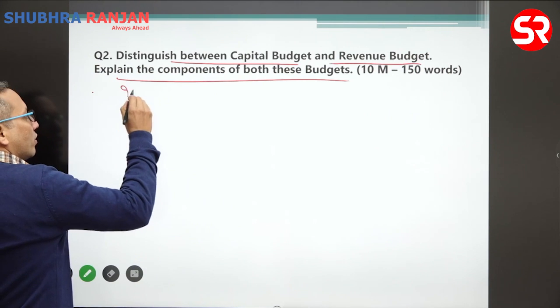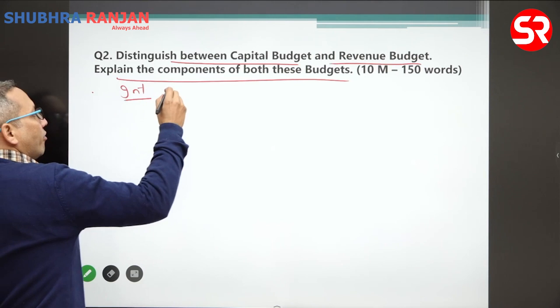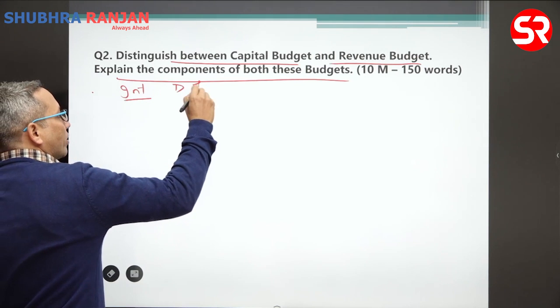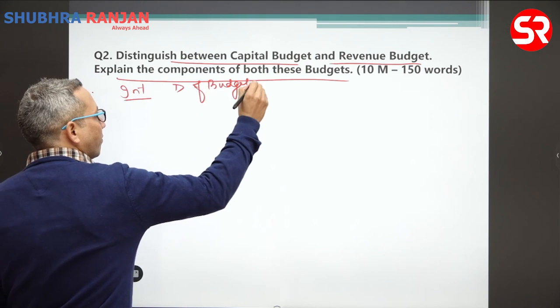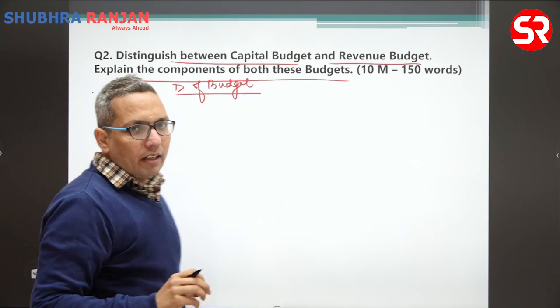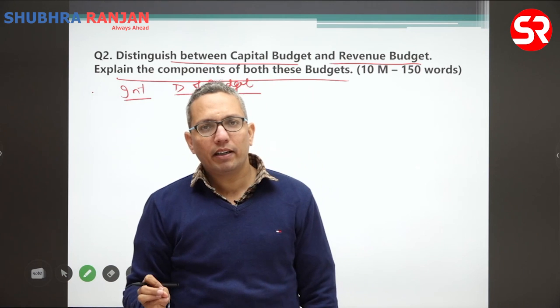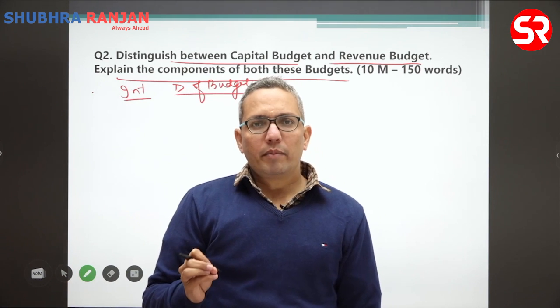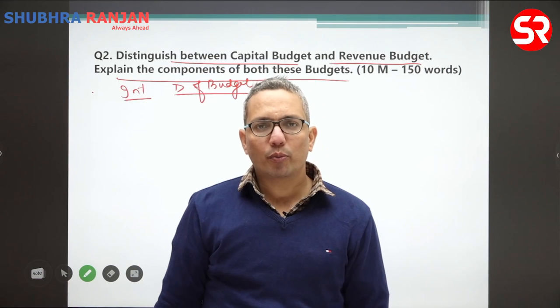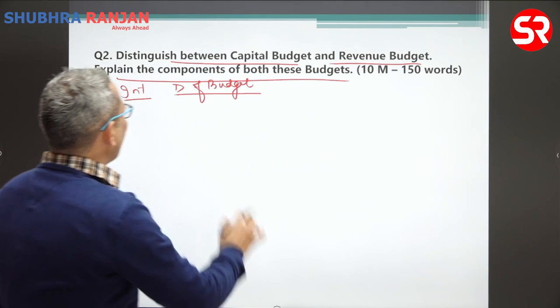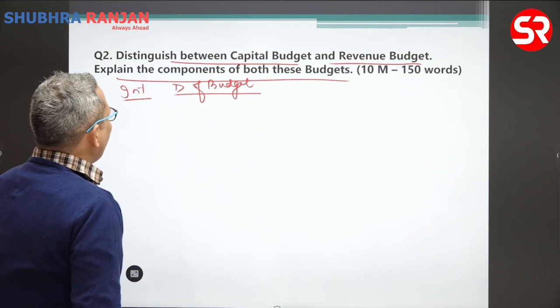In the introduction, we'll give the definition of budget. We'll say budget is the annual financial statement telling about income and expenditure of the government. Just a straightforward, to-the-point statement. And then we'll have to tell capital budget and revenue budget.